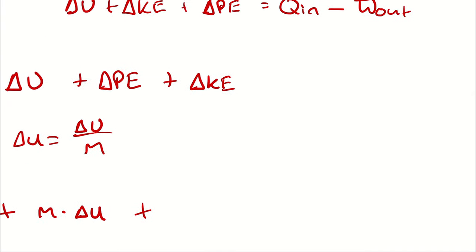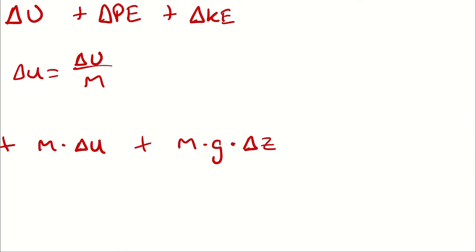Then for delta PE, I'm going to recognize that I'm taking the potential energy at the end of the process minus the potential energy at the beginning of the process, and our total potential energy is represented as mass times gravity times height. Therefore, I would have mass 2 times gravity 2 times height 2 minus mass 1 times gravity 1 times height 1, and mass is the same, gravity is the same, so they factor out, so I'm left with mass times gravity times the change in height, which I'm going to call delta Z. And hey, wouldn't you know it, I know the delta Z.